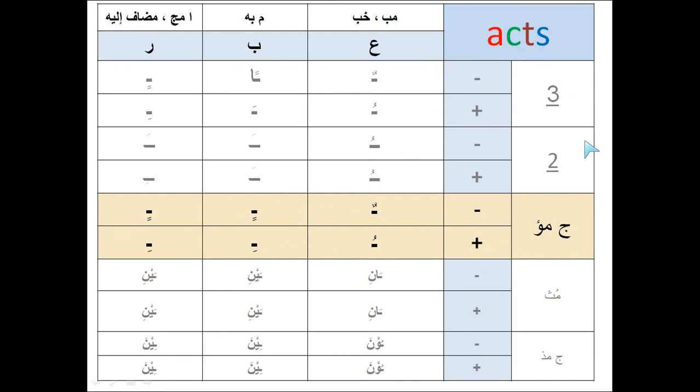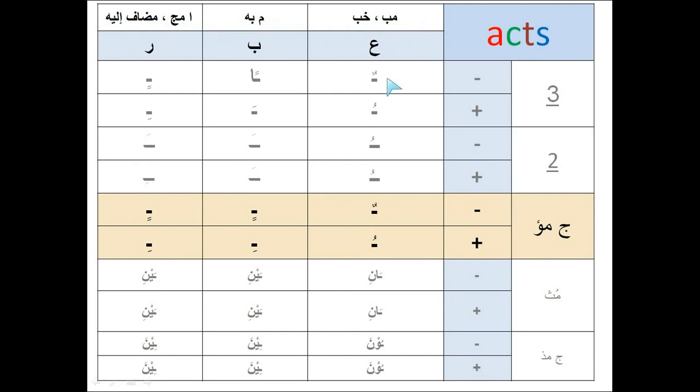Now we have 1, 2, 3, 4, 5 rows. So 5 different types of nouns and 5 different ways they actually show their hal or case. And remember, case is this: marfu', mansub, majrur. And the thing that determines the case is the function of the noun in the sentence, whether it's a mubtada', khabar, maf'ul bihi, ism majrur, or mudaf ilayh. These are the 5 types of noun we've met so far.